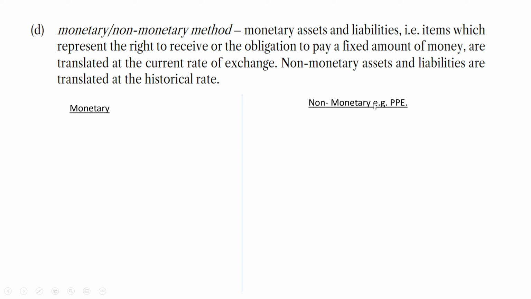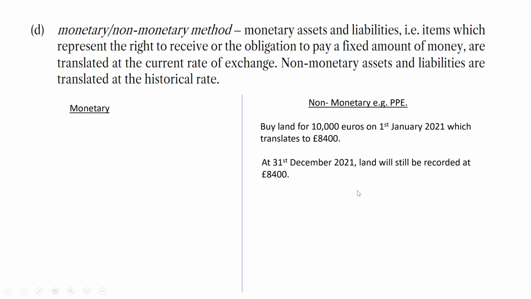Let's do non-monetary first. So non-monetary assets and liabilities are translated at the historical rate. What does this mean? Well, say I buy land for 10,000 euros on the 1st of Jan 21, this translates to 8,400 pounds.